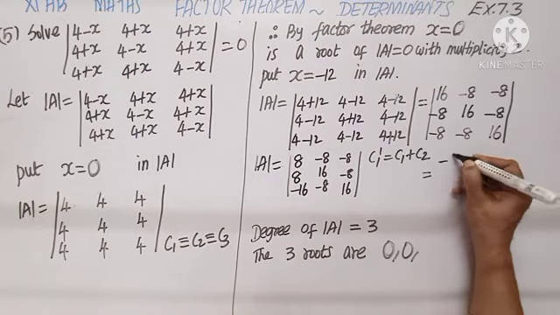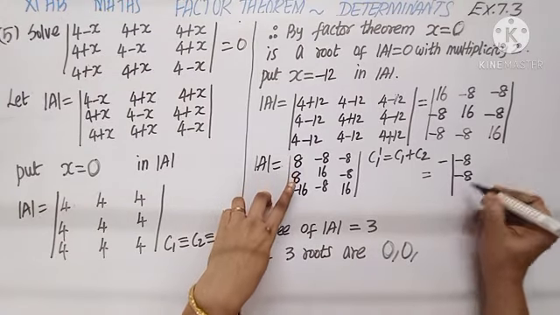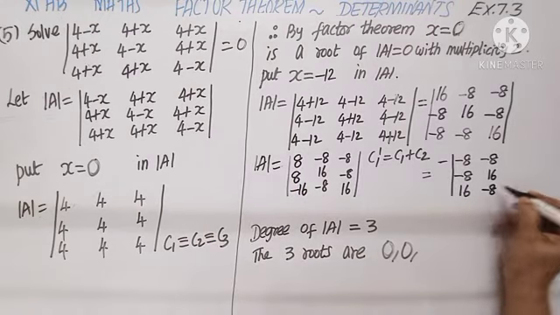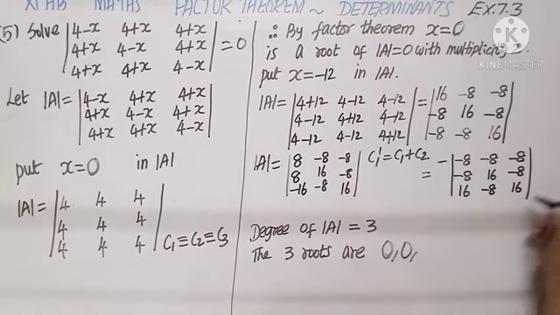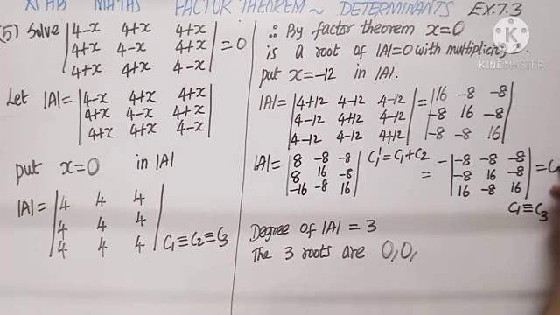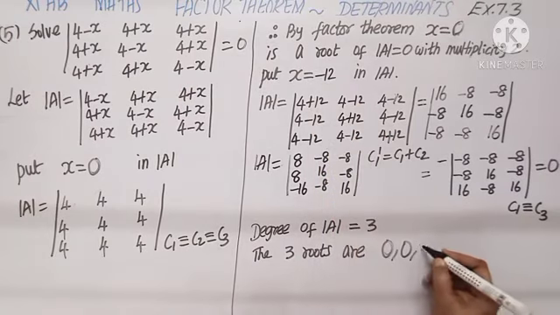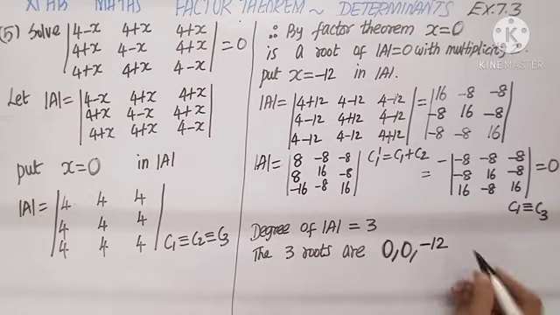Take the minus sign out of column 1. I get minus 8, plus 16. Second column minus 8, plus 16, minus 8. Third column minus 8, 16. And now column 1 is identical to column 3 and so the answer 0 is verified. Therefore, x is equal to minus 12 is another root. How many roots have we shown? 0, 0, minus 12 and the problem is done.